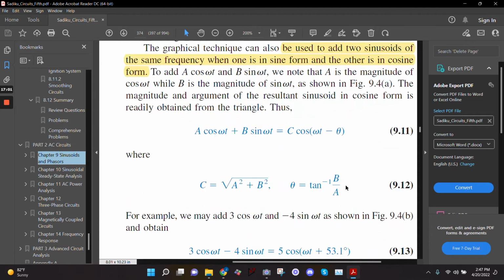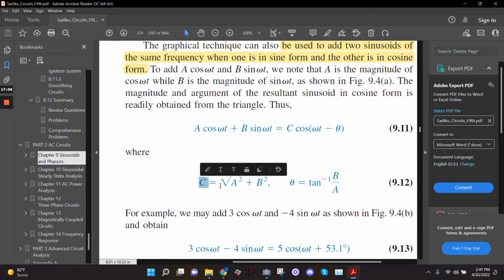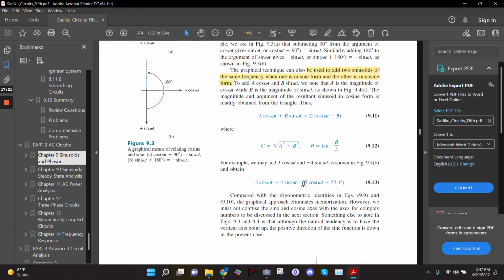So here's what I was talking about, where you talk about the magnitude. They're calling it c, right? It's root a squared plus b squared. So this is the square root of the real part squared plus the imaginary part squared. All right? And then the angle is the tan inverse of b over a, which is the opposite over adjacent thing, okay? The b is your imaginary part, and the a is your real part. So that's all in the textbook.